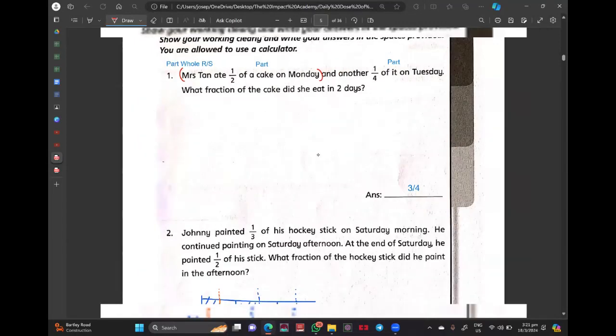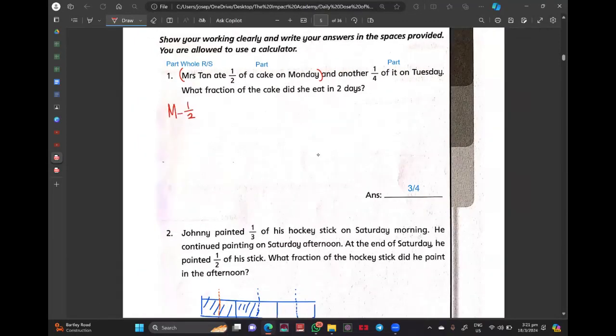As you can see over here, on Monday, not I, but Mrs. Tan ate half. Then on Tuesday she ate 1/4. Now, it doesn't make sense at all, right? Listen up very carefully. It doesn't make sense to me at all. You know why? Because over here it says Monday ate half, then Tuesday ate 1/4.